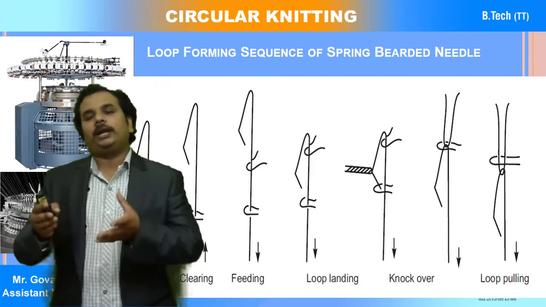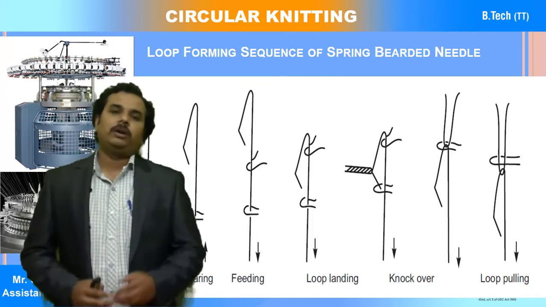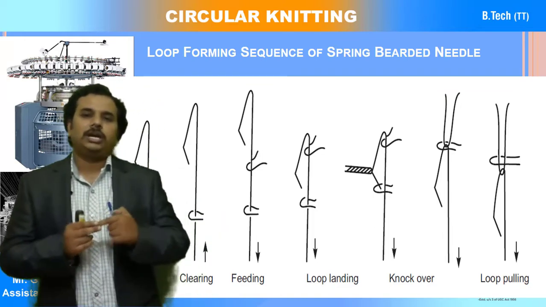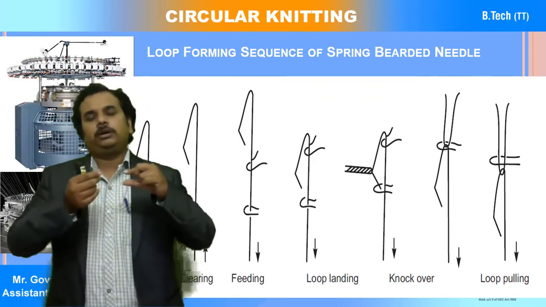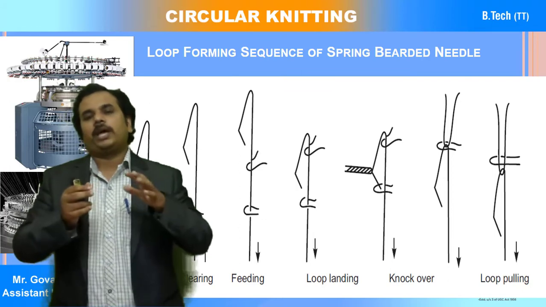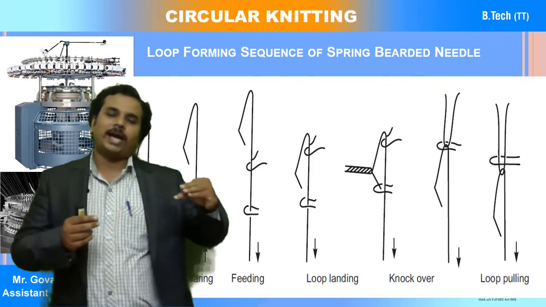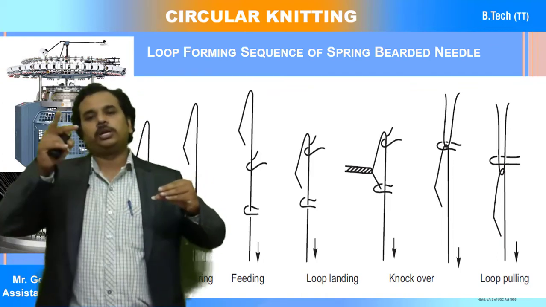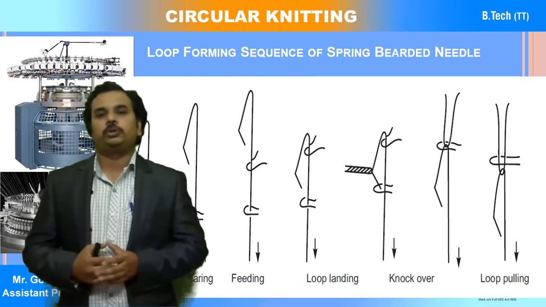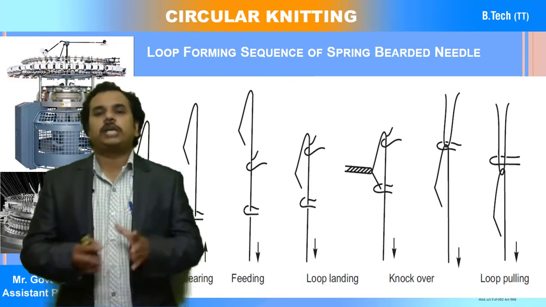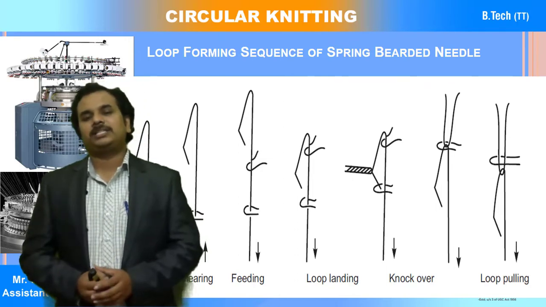So now it is closed. After loop landing, slowly the needle is lowering down. Because the pressure bar is closed, till the old loop touches the pressure bar it is in activation. Then with continuous lowering down, the pressure bar is going to move back, so that the old loop is going to clear and the new loop is going to be pulled down, or knocked over, through the old loop. So this is happening in this spring bearded needle sequence.